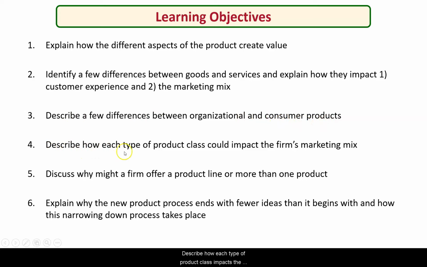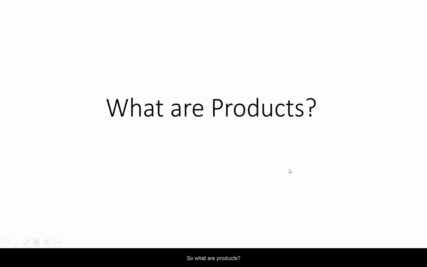4, describe how each type of product class could impact the firm's marketing mix. 5, discuss why a firm might offer a product line or more than one product. 6, explain why the new product process ends with fewer ideas than it begins with, and how this narrowing down process takes place.